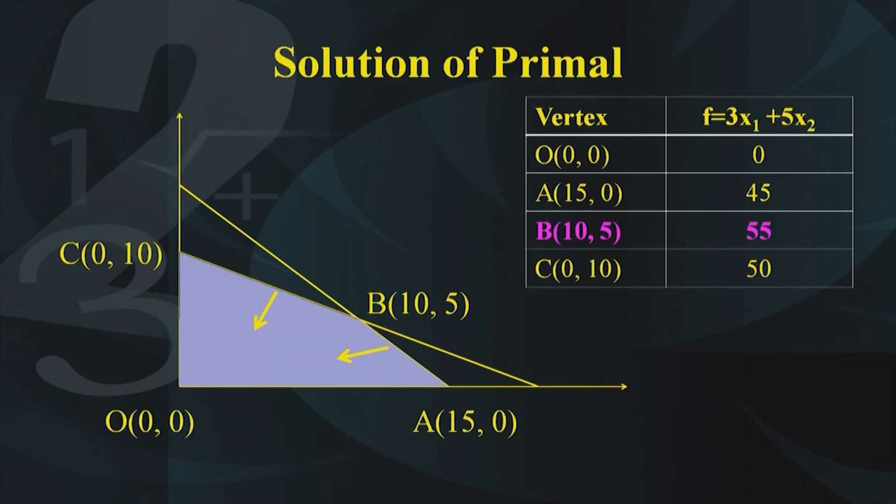Let us try to solve both the primal and the dual with the help of the graphical method. This is the solution of the primal. The shaded region shows the feasible domain, and the optimum of the primal lies at the point B. So, B is the point of optimum, that is 10,5, and its objective function value is 55. You know how to solve a given LP with the help of the graphical method.